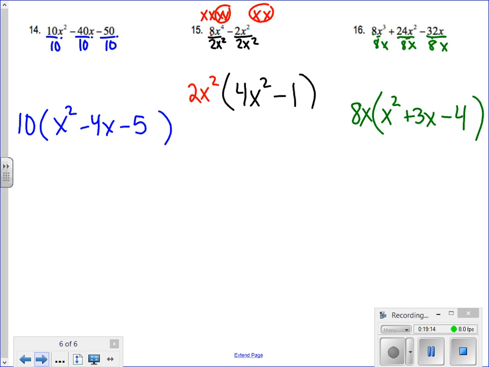Again, if you want to check your work like we talked about, you could distribute the 8x here and see if you get the original expression. 8x times x squared is 8x cubed. 8x times 3x is plus 24x squared. And 8x times minus 4 is minus 32x. That is what we started with, so we know we factored correctly.